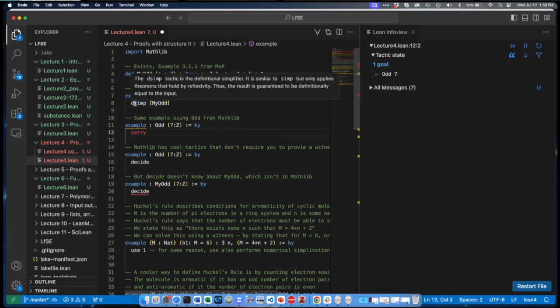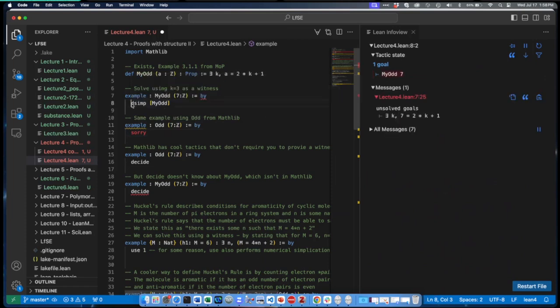Put my cursor here. I have one goal. I need to prove that my odd is 7. So after I run the dsimp tactic, which you can see dsimp is the definitional simplifier. You can try to read the text. It is applying theorems that hold by reflexivity.